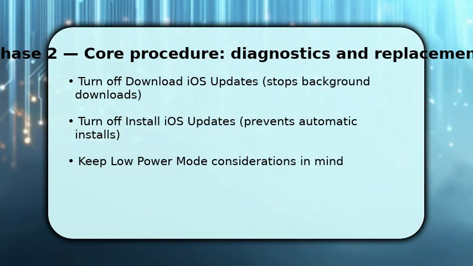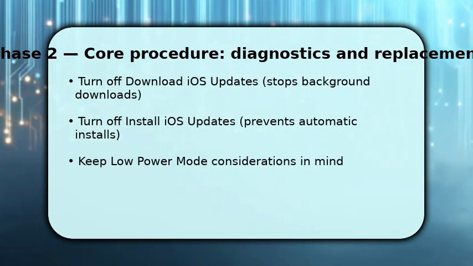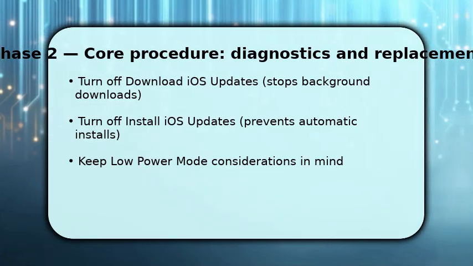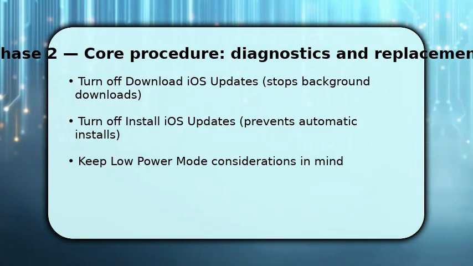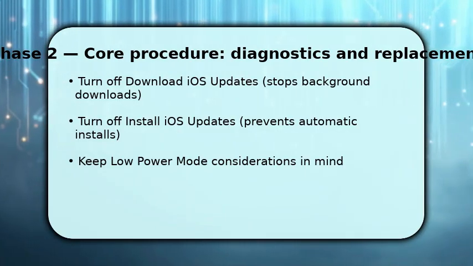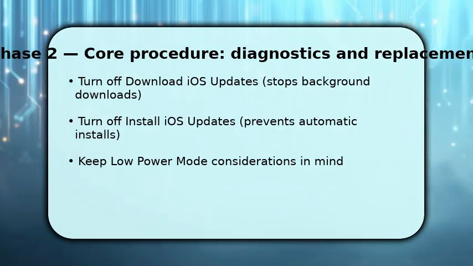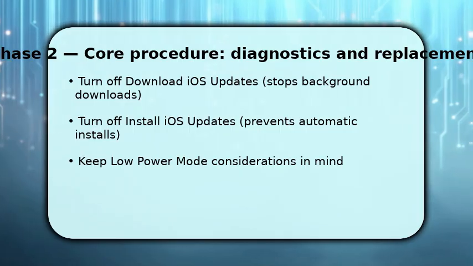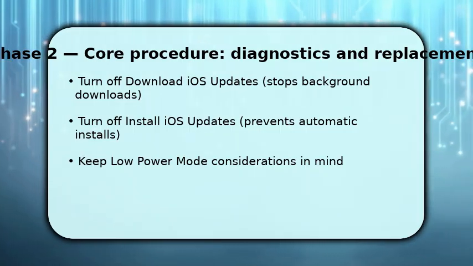Now, flip off Download iOS updates. Doing this stops the system from downloading large files automatically. Next, flip off Install iOS updates so the phone won't schedule overnight installs or require unexpected restarts. Once done, the device will only update when you choose Software Update, right arrow, download and install.